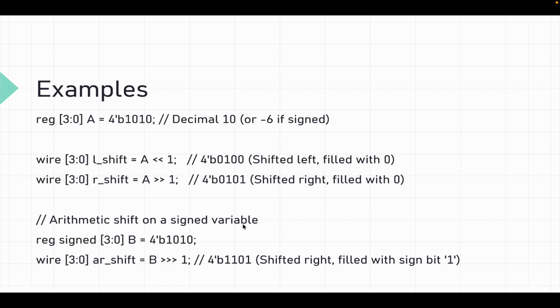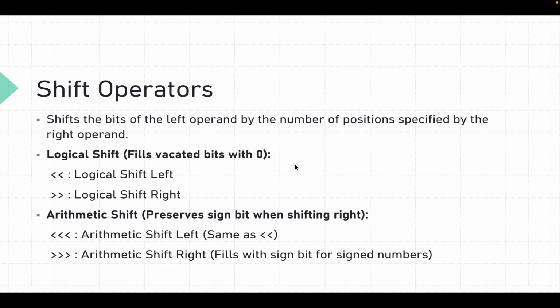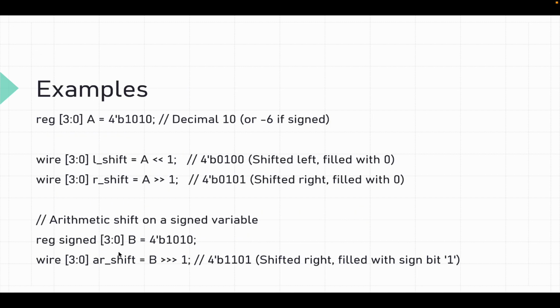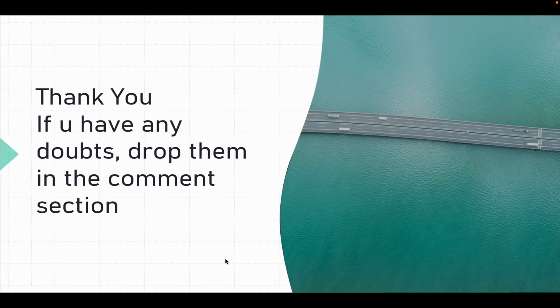Arithmetic shift on a signed variable. Here we have arithmetic shift right. We're not doing arithmetic shift left because it is the same as logical shift left. For arithmetic shift right, it is shifted right and filled with the sign bit. Whatever was your sign bit here, that is filled into the vacated position. That is how arithmetic shift right works.